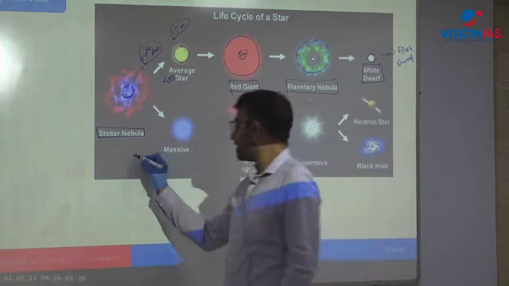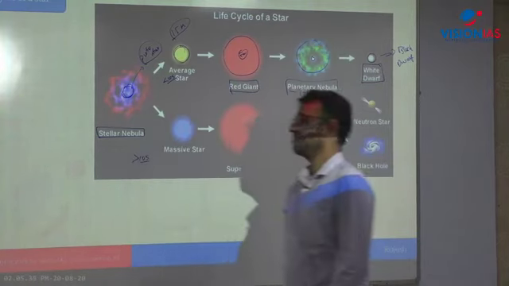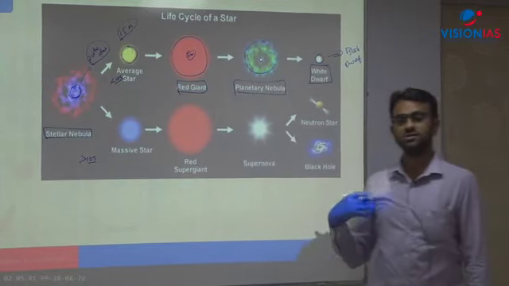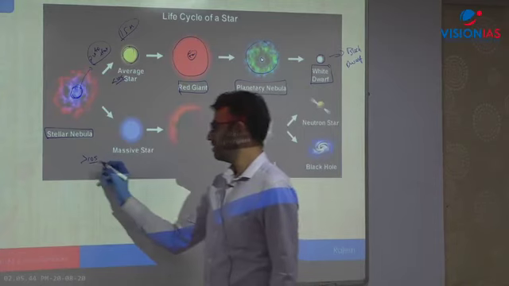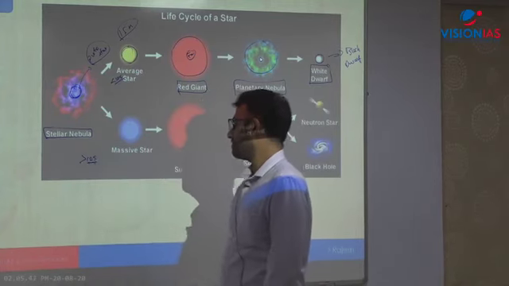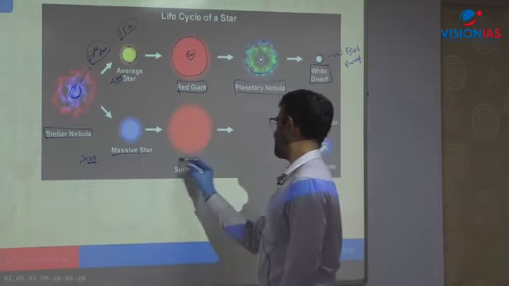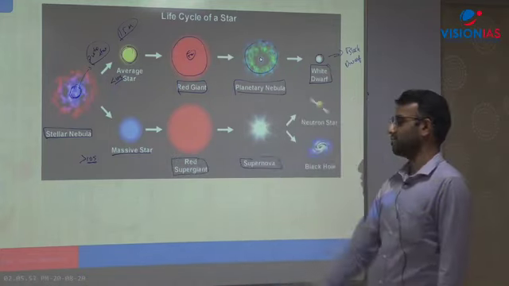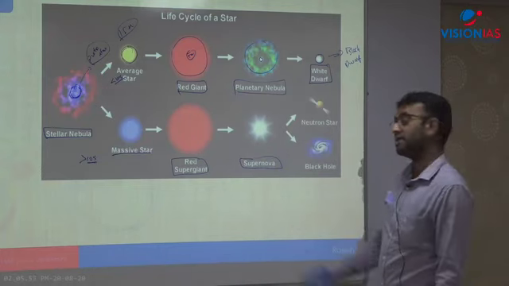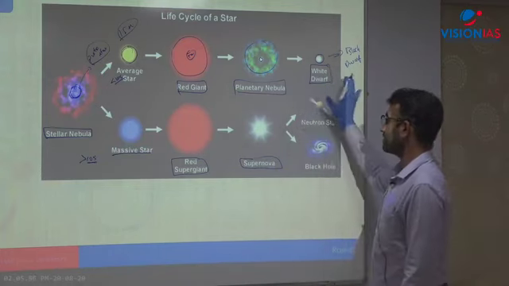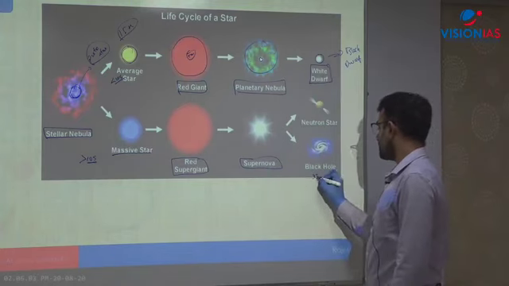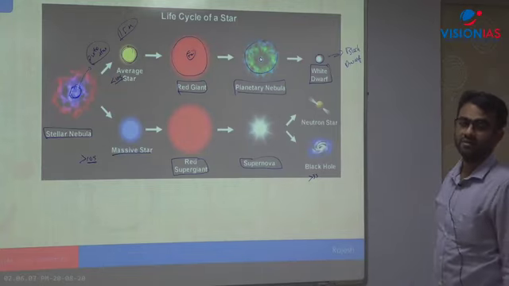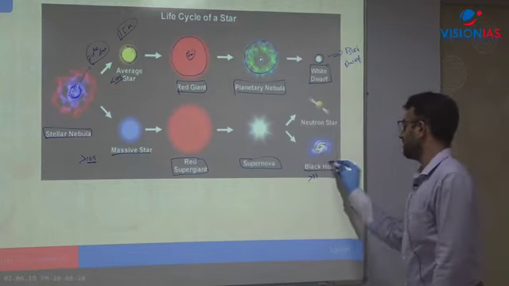If it is more than 10 times the size of sun, sun is our star, okay, sun is not any star, sun is the star of our solar system, that is what is sun. If it is more than 10 times the size of sun, it will become a massive star, and massive star will become a red supergiant, and red supergiant will lead to supernova explosion, where it will explode. Even after the explosion, whatever the core is left, if it is still more than 3 times the size of sun, in that case the gravity will be very, very high. It becomes a black hole.